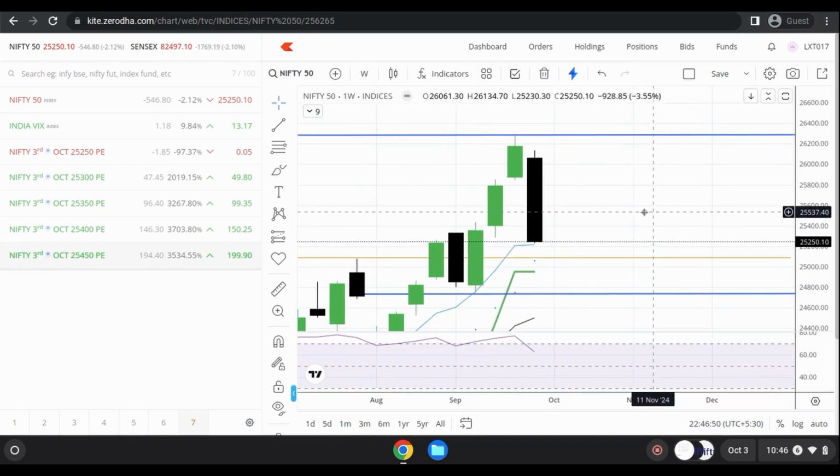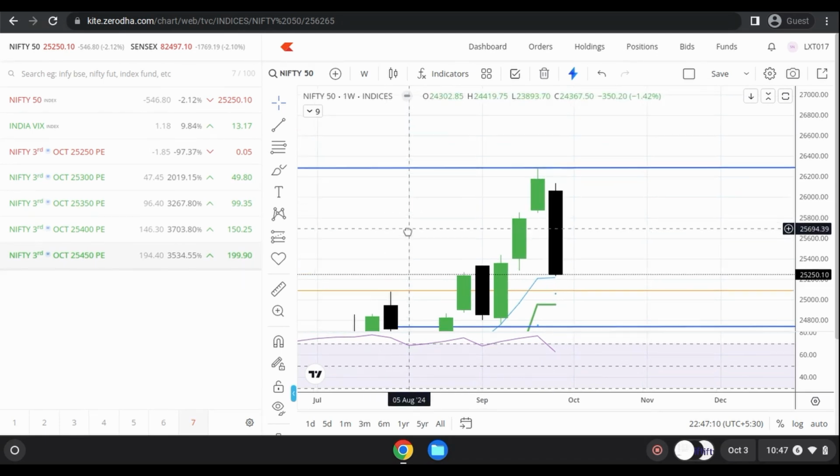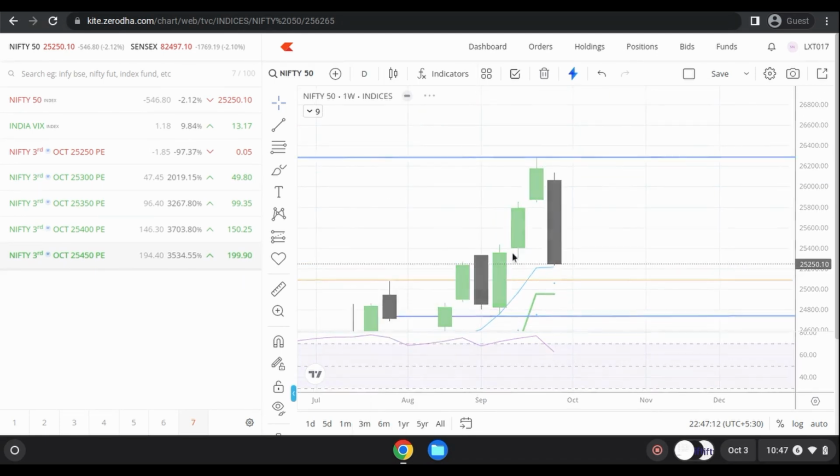Even the weekly time frame was the same thing, right? Whatever you see in the higher time frame, you'll get to see the same in the lower time frame too. The weekly candle was somewhere here on October 1st, and October 2nd was a holiday. So let's go to the daily time frame.